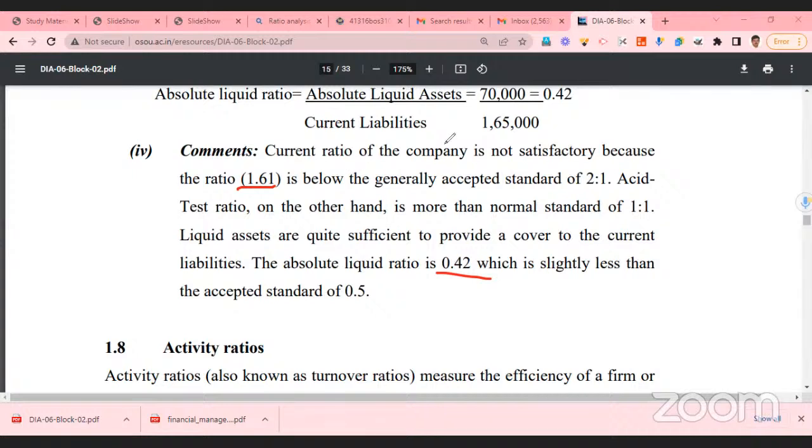So from the examination point of view also, we can expect a short answer question on this current ratio, liquid ratio and absolute liquid ratio.